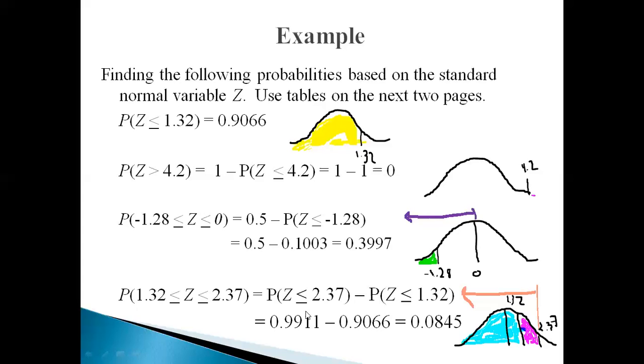So looking in the table for 2.37, we get 0.9911. For 1.32, we get 0.9066, which we found up here, and that gives us 0.0845 for the area between 1.32 and 2.37.